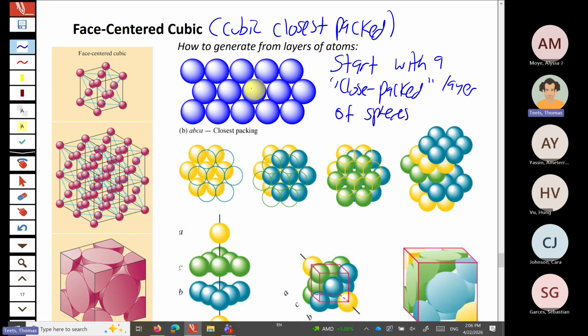And the second row of atoms is staggered relative to the first. So you have little gaps in the first row that you're sort of filling in as best you can with the second row. So this is called a close packed layer. This is the closest together that you can put spheres into a two-dimensional layer.